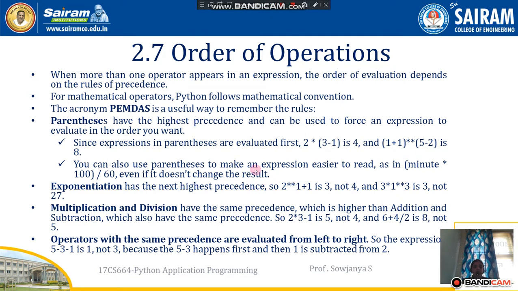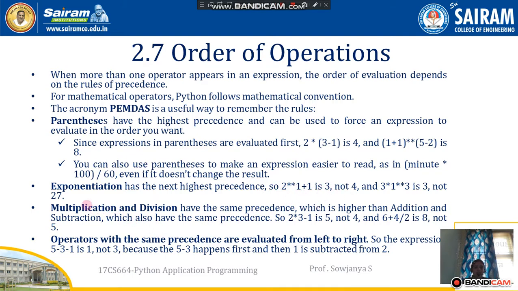We can also use parentheses to make an expression easier to read, even if it doesn't change the result. For example, say you have minute times 100 divided by 60. Minute times 100 will be performed first and then divided. It doesn't change the result. Next is exponentiation, which has the next highest precedence. Look at this example: 2 to the power 1, and then plus 1. 2 power 1 is 2, 2 plus 1 is 3. So this is the correct order of this expression.